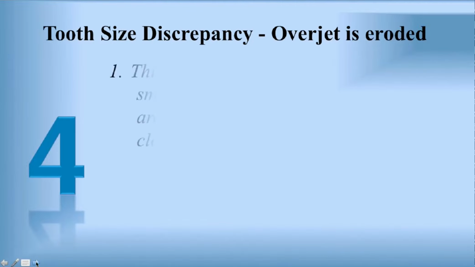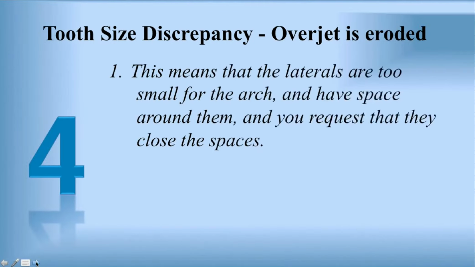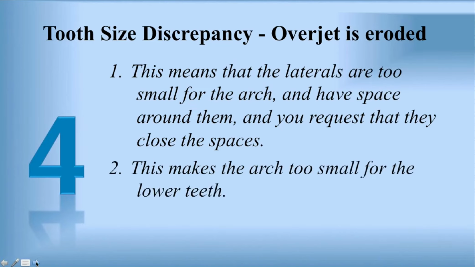Okay, so let's look at a couple of pictures related to that. It means that the laterals are too small for the arch, and they have space around them. And you request in your ClinCheck prescription that they close the spaces. Okay, that makes the arch too small for the lower teeth. The same sort of thing. You're collapsing the arch on account of closing the spaces for those two laterals that have tooth size discrepancy.